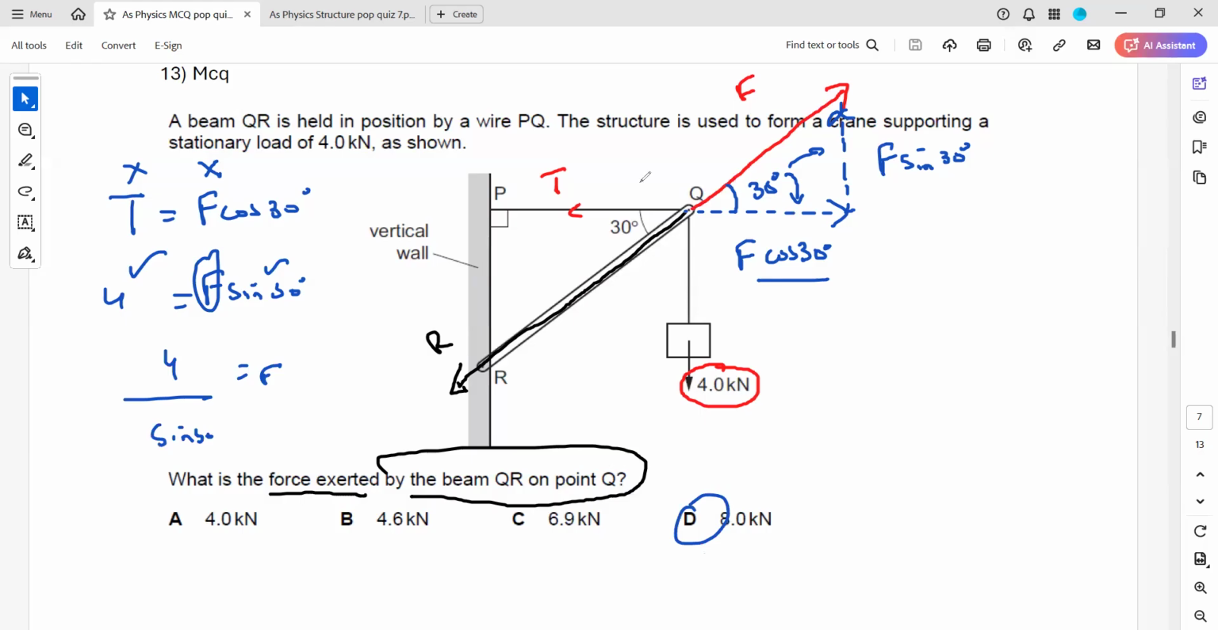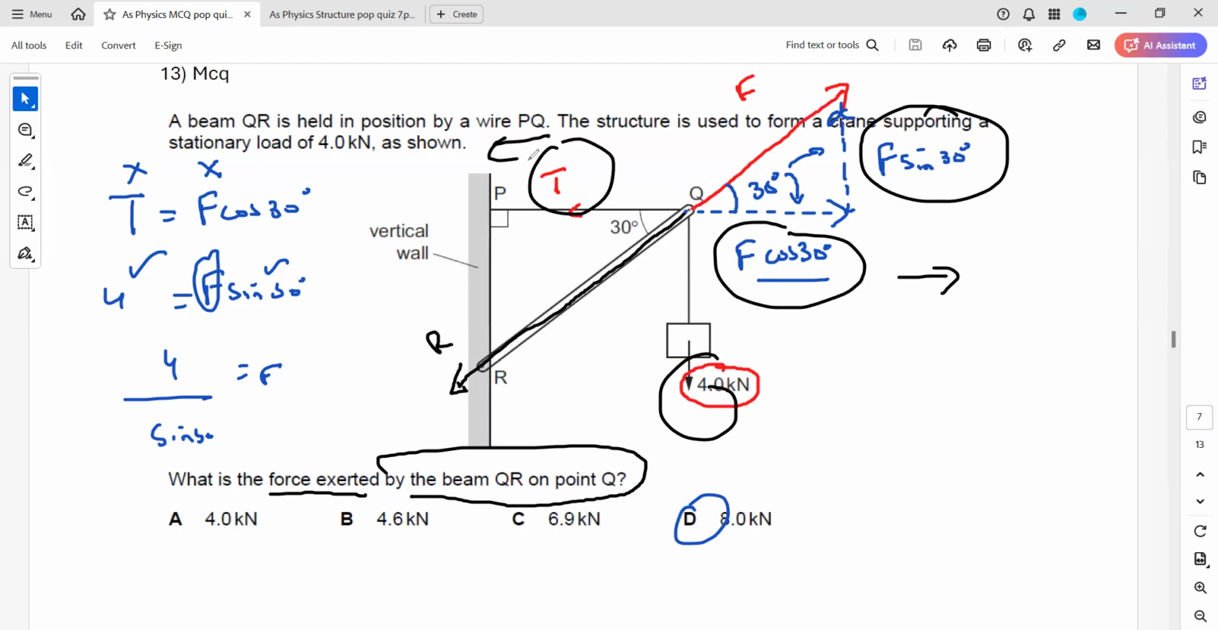Because it is stationary, the upward force equals the downward force. So this is the upward force equal to the downward force. This is a force towards the right. This is a force towards the left. All the forces are balanced. Like there's no resultant force. The system is not accelerating.